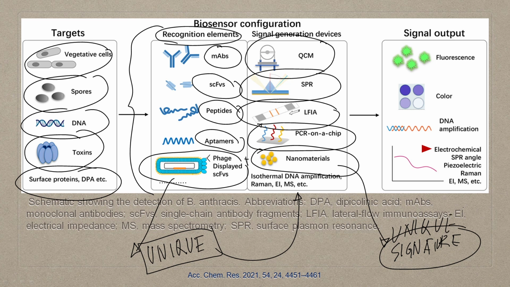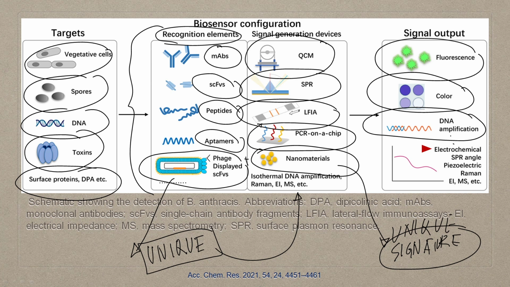Okay. Now, what kind of signal output are we looking at? So, there is a signal generation device, there is a recognition element. Signal output could be a fluorescent output, it could be a change in color, it could be a DNA amplification, or it could be electrochemical, SPR angle, piezoelectric, Raman, EIMS, etc. So, these are the signature outputs.